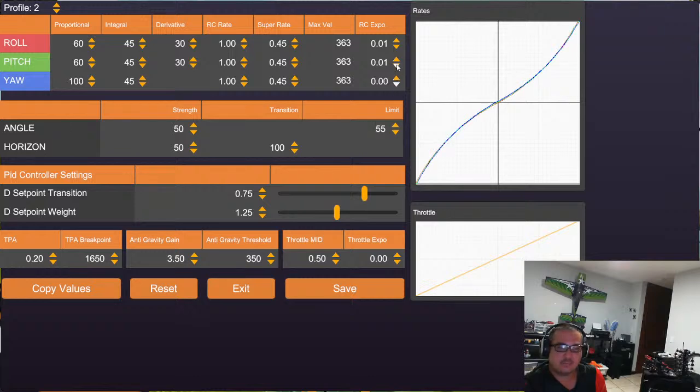So anyway, I don't tend to use Expo just because RC rate and super rate control the curve as well. Generally when I use Expo, it's something like that, tweaking it like that, giving it a tiny bit of extra softness. You'll get that at that level. You shouldn't do this because someone else tells you to. You should do this because you have the rates you want and you test it and you like it.